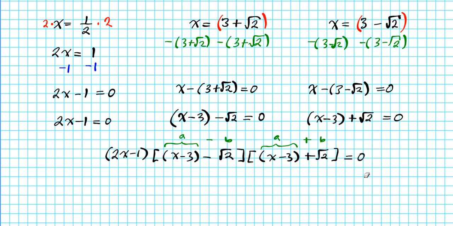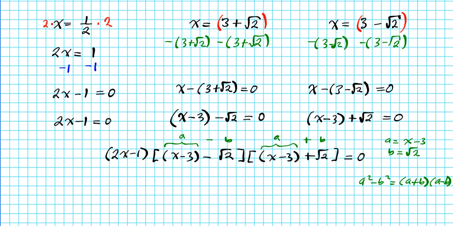You remember what the difference of squares formula is? A squared minus b squared is a plus b times a minus b. So these two quantities here can be expressed as the difference of squares. The squares are going to be a squared and b squared, where a is x minus 3 and b is root 2.